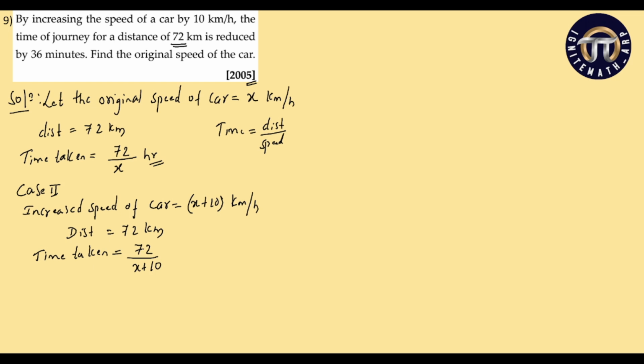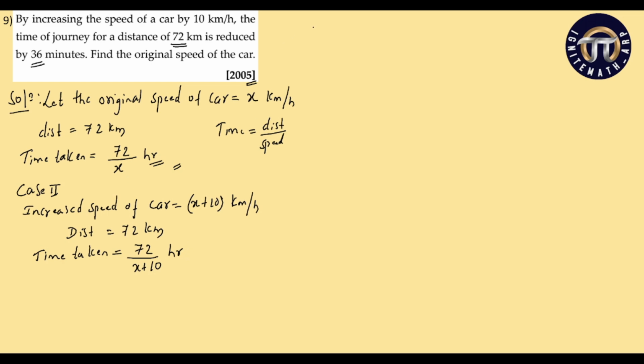So 72 by x plus 10, this much hour. Can you tell me where the time is greater, in the first case or in the second case? Obviously in the first case the time taken is more, because the car is traveling with a lesser speed. So it is 36 minutes more than this one. So when you increase the speed of the car, you are reaching the destination 36 minutes early.